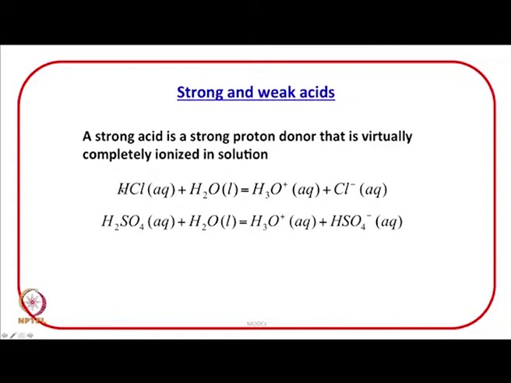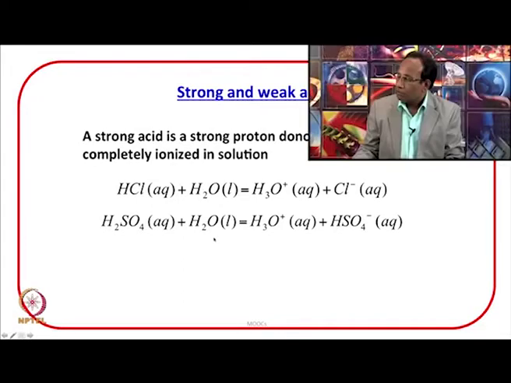Similarly, if we consider sulfuric acid, sulfuric acid in water donates a proton to water very easily and forms H3O plus and HSO4 minus. This is also treated as virtually complete ionization, and that is why sulfuric acid is a strong acid.